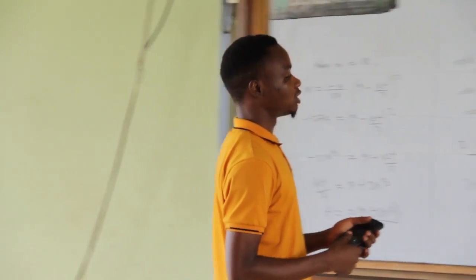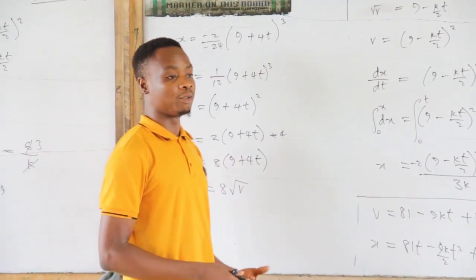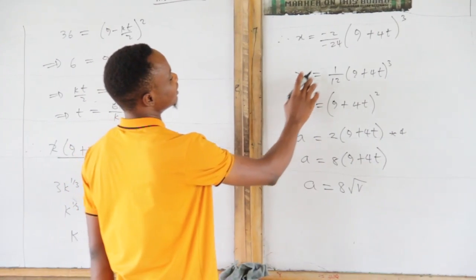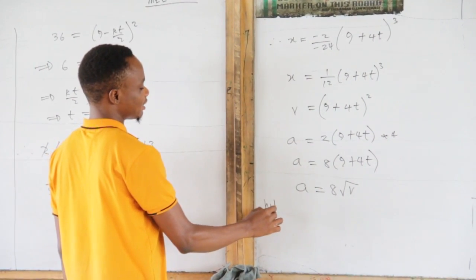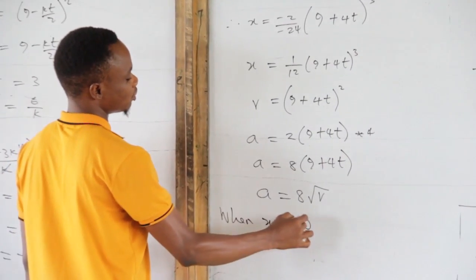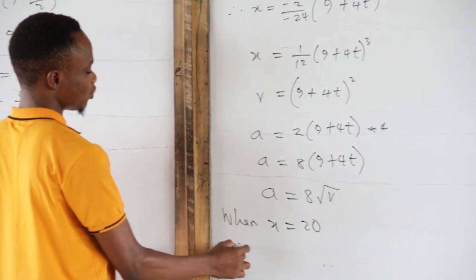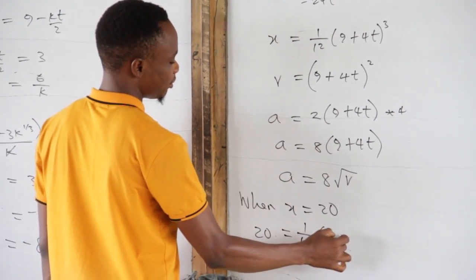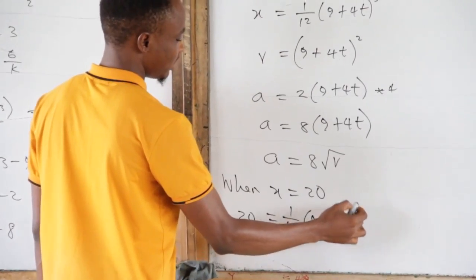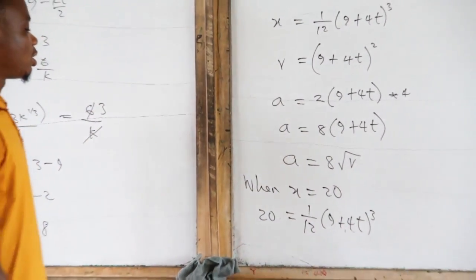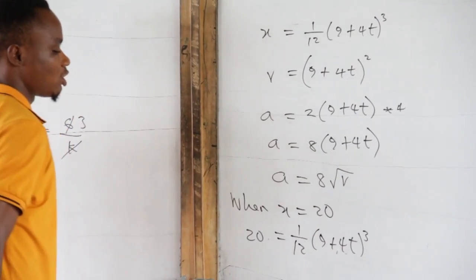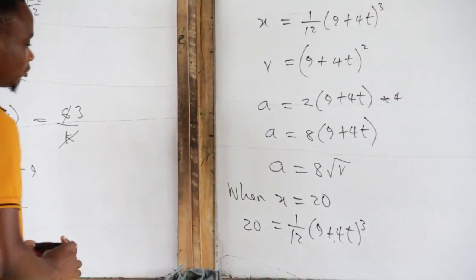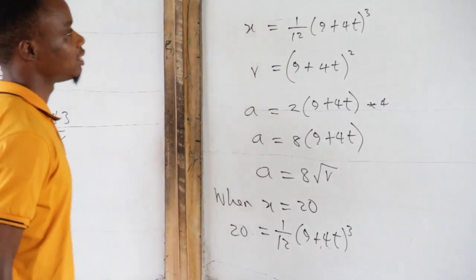They said you should find the velocity of the particle when x equals 20. Again, if you had a relationship between v and x, you would just substitute directly, but now we don't have that. So when x equals 20, I'm going to have 20 equal to 1 over 12 into 9 plus 40 to the power 3. What does this give us? 12 times 20. What's 12 times 20? 240.